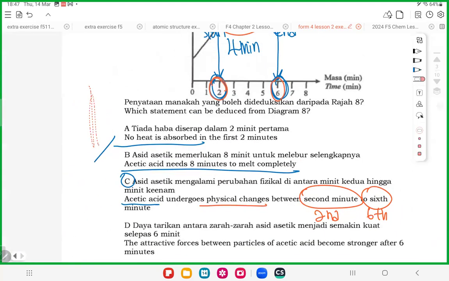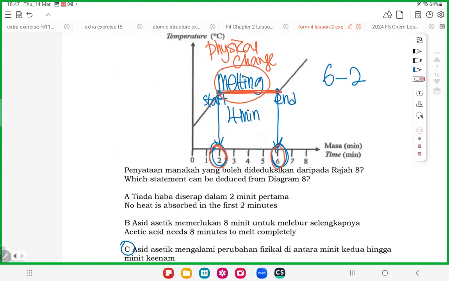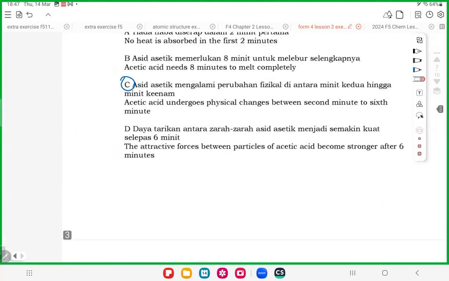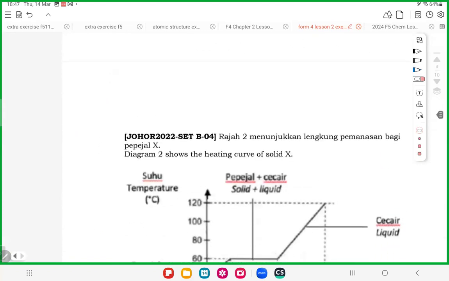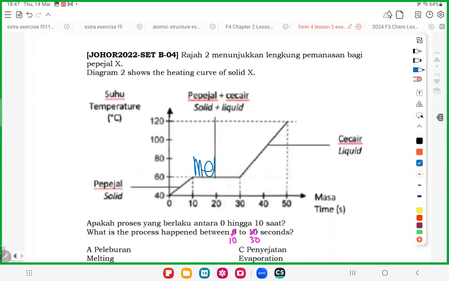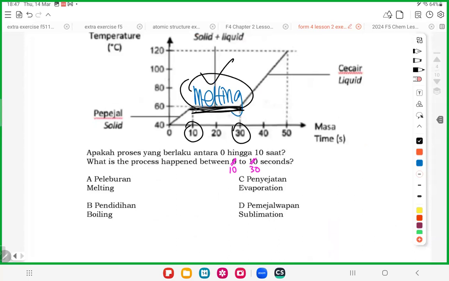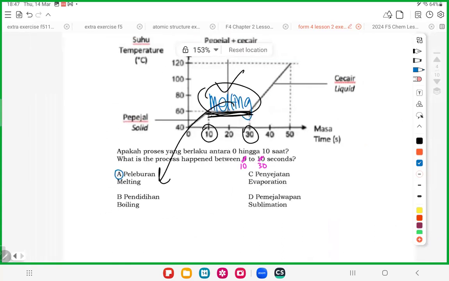Okay, so let's do the last question for today. This is a Johor paper, 2022. This is a heating curve for solid X. Heating curve for solid, you know already. When you heat a solid, this is a melting process. So they ask what happened from 10 to 30. Melting is happening. Not very hard.